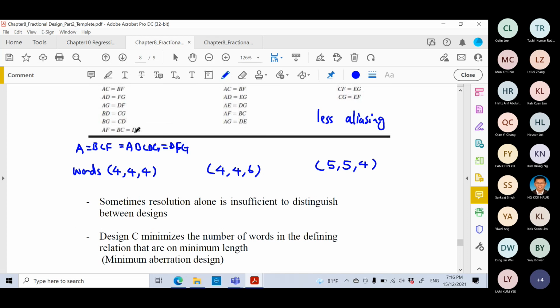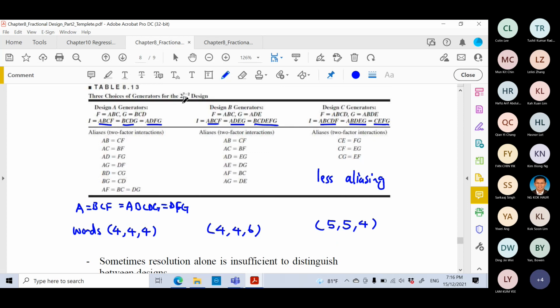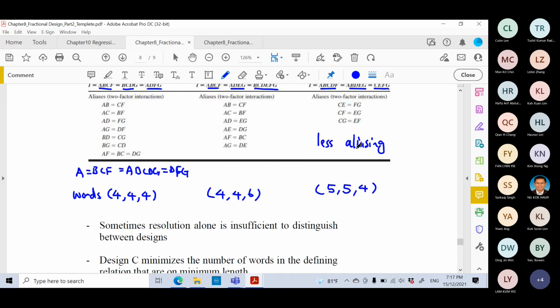So here we tell you that sometimes resolution alone is insufficient to distinguish between the designs, because as you can observe, all of these have the same resolution. They can be design A, design B, and design C, using different generators. So you cannot just tell based on the resolution which one you need to use, because besides the resolution, we also want, if possible, the two-factor interactions to have less aliasing. This is the first point.